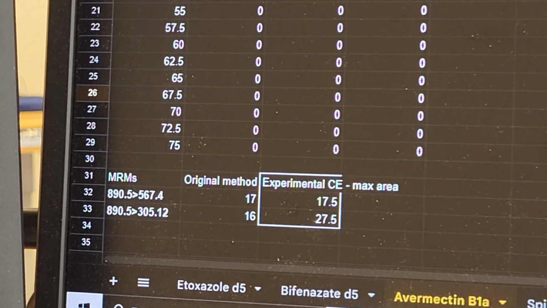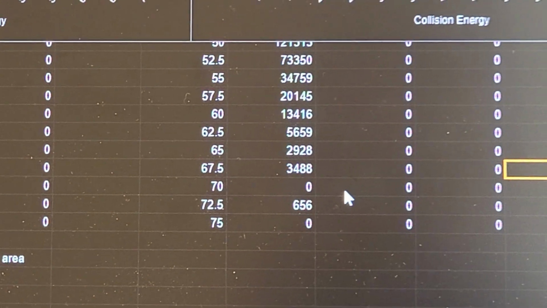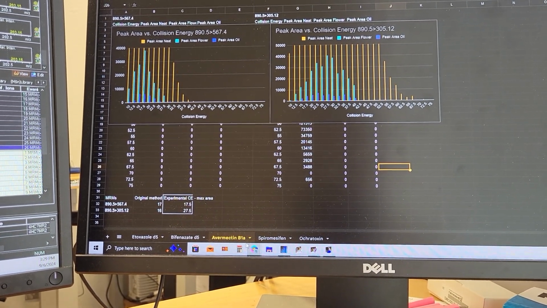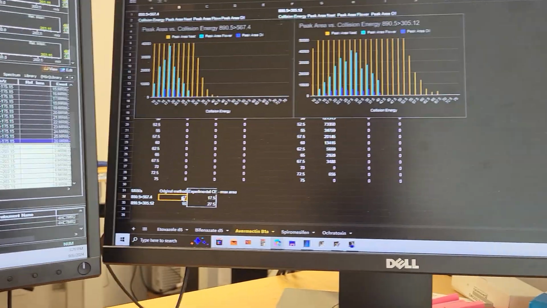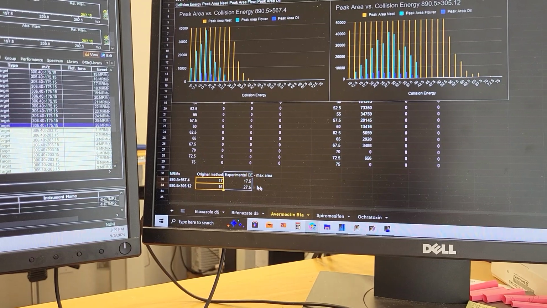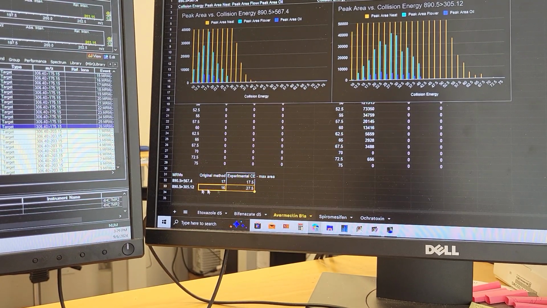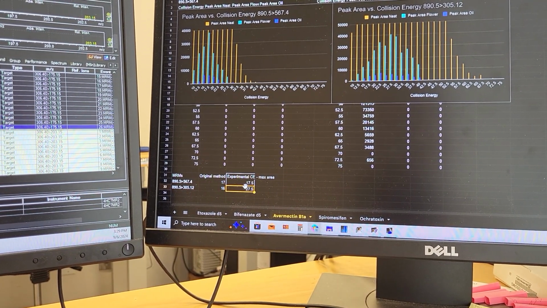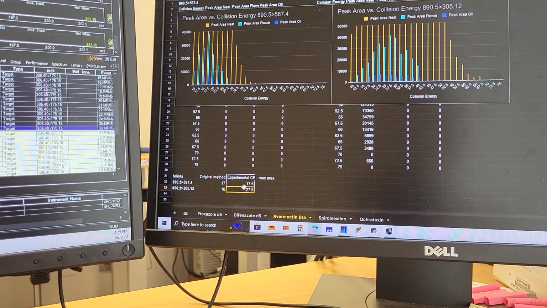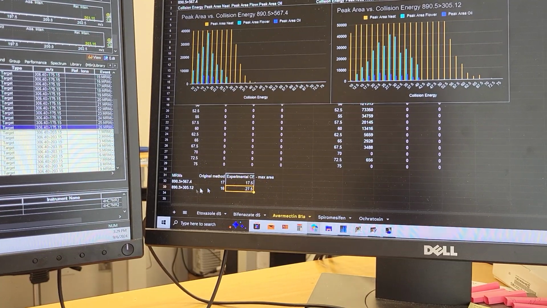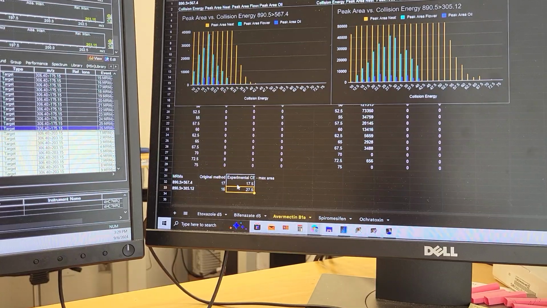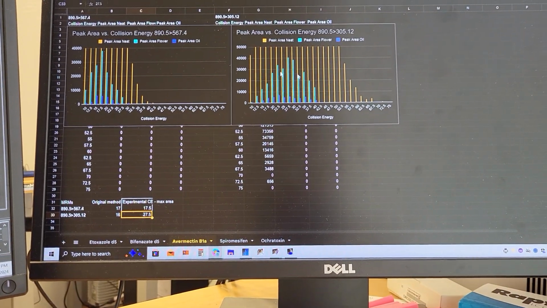Another thing I want to show is that I've tried this for some other analytes. We already look for avermectin, but I wanted to find out if our original method collision energy is actually the optimal collision energy, and I found that for this transition, it was not. Experimentally, the original method's assigned collision energy was not the most efficient, so I will be changing that to our experimentally determined highest intensity given this test for collision energy.